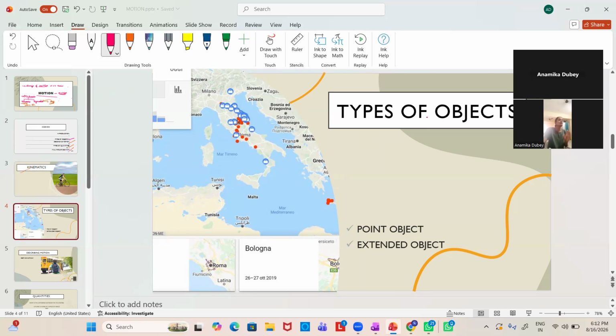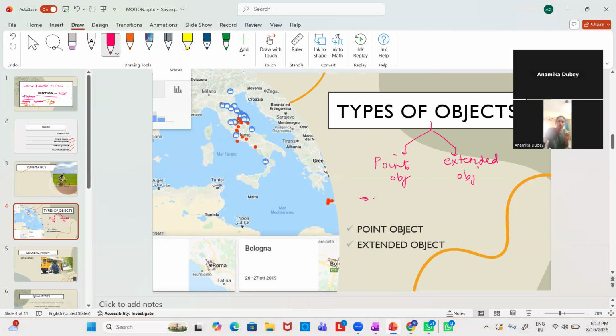So now we are going to study two types of object. One object is called a point object, and the other object is called an extended object. Why point object, extended object? Point object can be defined in two parts.